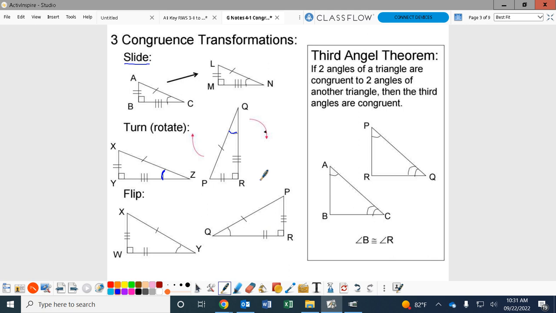Okay. Anybody just have any question about the idea that just because the pictures aren't facing the exact same direction doesn't mean the parts don't match up? That's all we're talking about. Yep.